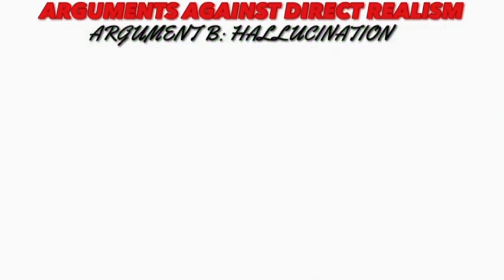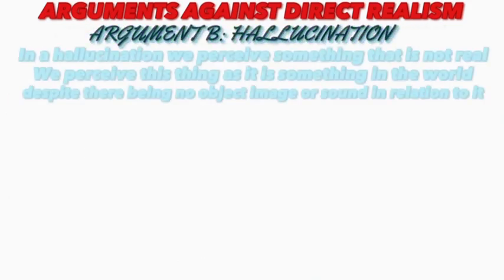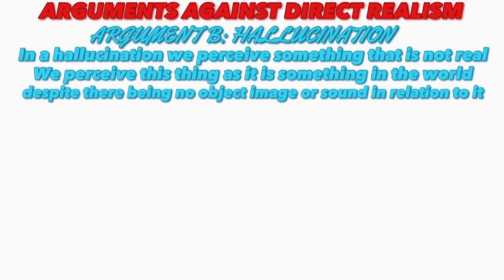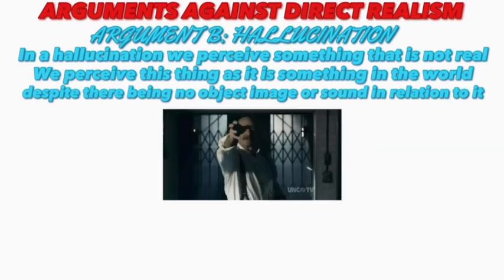Arguments against direct realism. Argument B, hallucination. In a hallucination, we perceive something that is not real. We perceive this thing as if it is something in the world despite there being no object, image, or sound in relation to it.